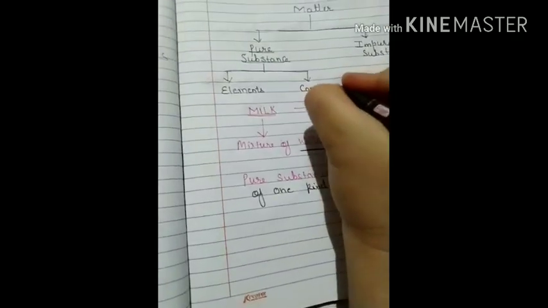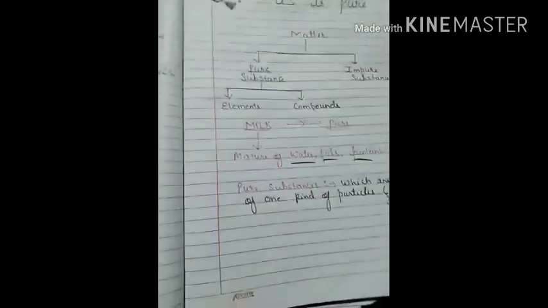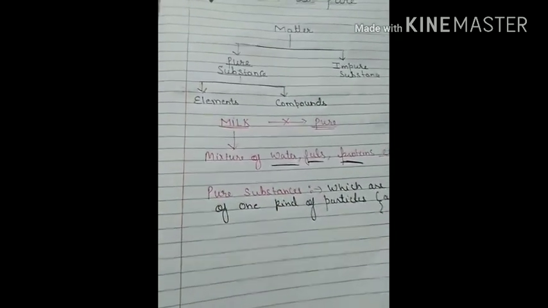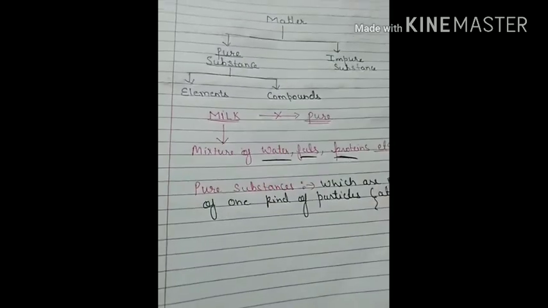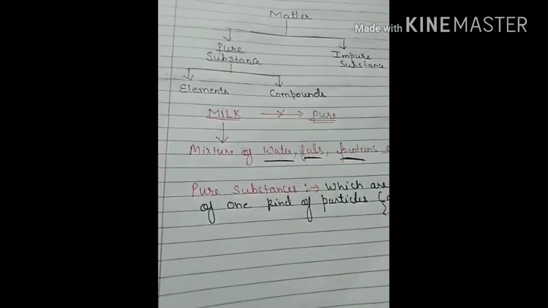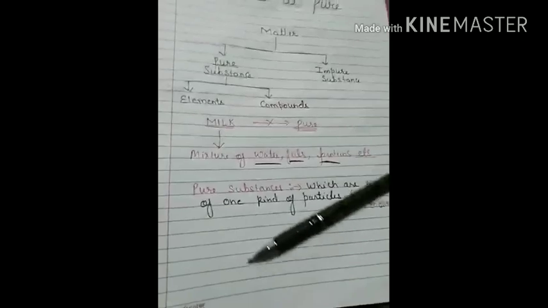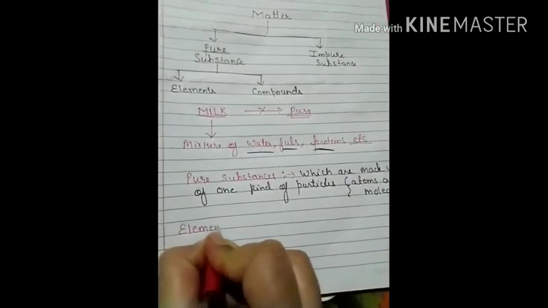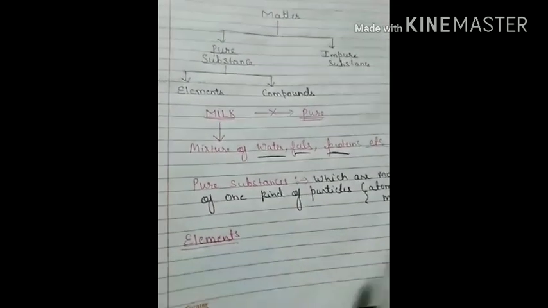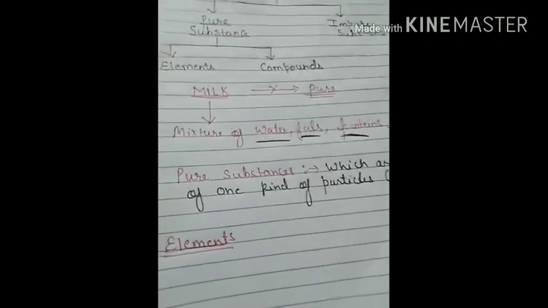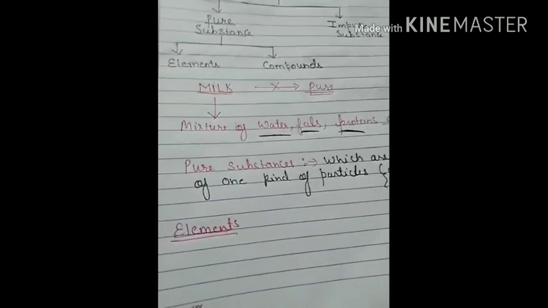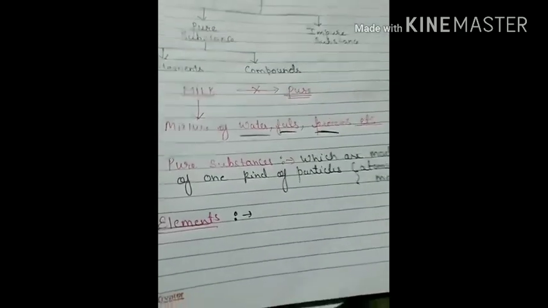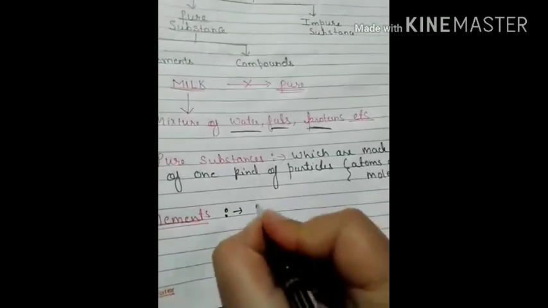So pure substances are further classified as elements and compounds. Elements are known as pure substances, and compounds are known as pure substances. So what are elements? What do you understand by the term element? Pure substances which are made up of one type of atom are known as elements.